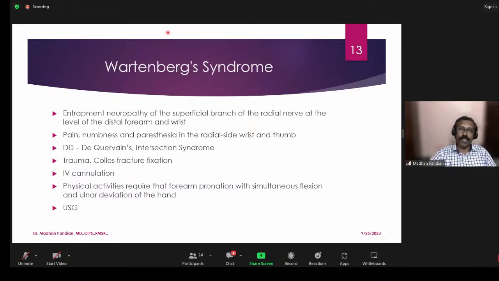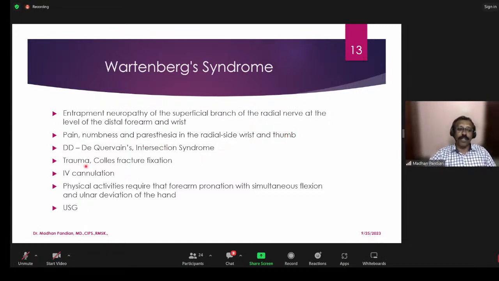So what is Wartenberg syndrome? All these are named syndromes which we sometimes fail to pick up because we really don't look out for it. It can be easily associated with either De Quervain's or an intersection syndrome. It can present with numbness, pain, and paresthesia on the radial side of the wrist and thumb. More often than not, it is associated with either De Quervain's or an intersection syndrome.